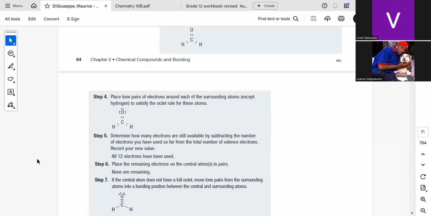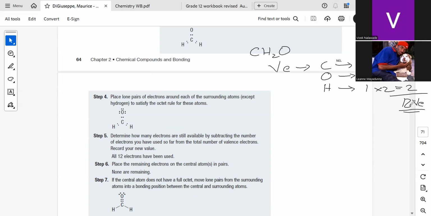If you notice, let me do it. So let us calculate the valence electrons. Carbon has 4 valence electrons, oxygen has 6 valence electrons, hydrogen has 1 valence electron, correct? But in CH2O there are two hydrogens, one carbon, one oxygen. So you have 4, 6, 2. So you have 12 valence electrons. Is this clear? Can you write that down?